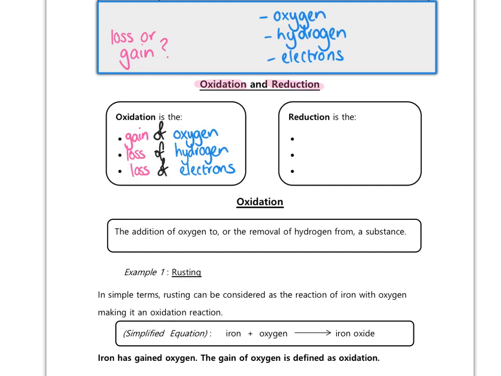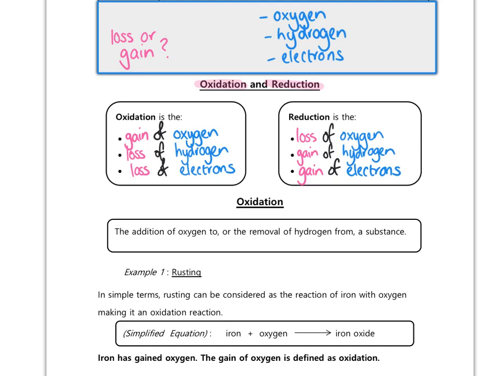Essentially what we say with reduction is that it's the chemical opposite process of oxidation. So instead of oxidation being the gain of oxygen, reduction is the loss of oxygen. In terms of hydrogen, reduction is the gain of hydrogen. So oxidation is the loss of hydrogen, reduction is the gain of hydrogen. And finally, in terms of electrons, reduction is the gain of electrons.